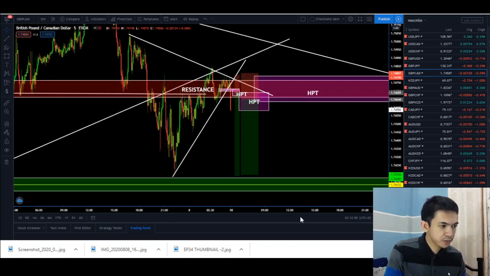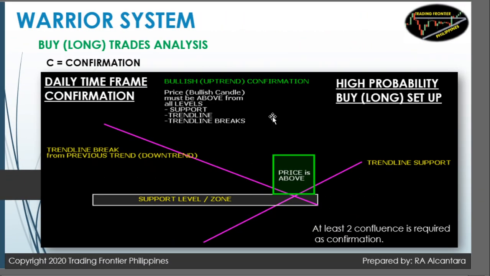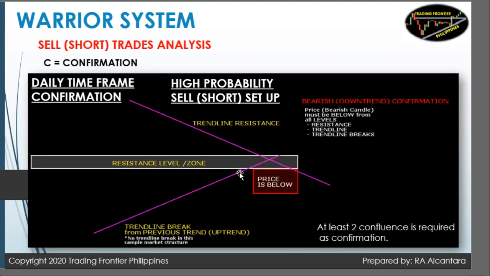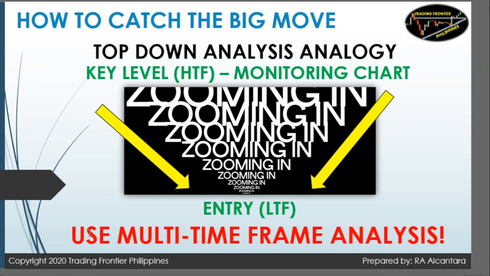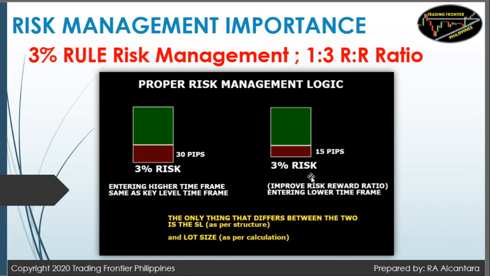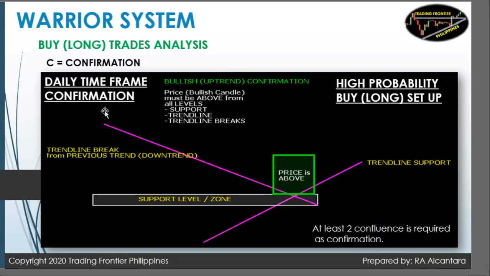Alright, so that is how you do scalping using TFP Warrior System. Alright, so again, just remember these concepts. For entry in a long position, price must be above these levels. For a short, the price must be below all these levels. Again, using multi-time frame analysis, coming from a daily or whatever your higher time frame is, down to a much lower time frame for your entry. That will help you improve your risk to reward ratio and thus having you a better entry. But always practice risk management.